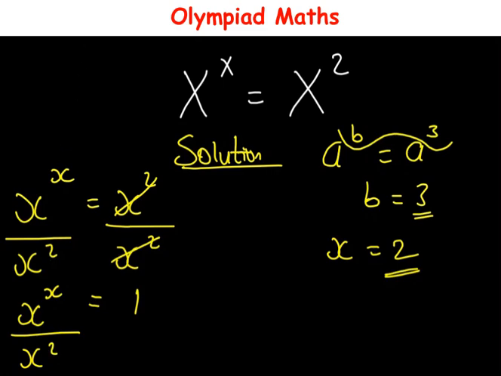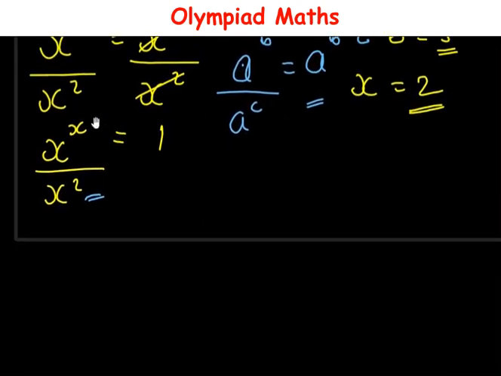Now, applying this principle of indices, that if you have a raised to power b over a raised to power c, this equals a raised to power b minus c. So applying this principle right here, we have the same base, we pick x, and since they are joined by a division sign, we subtract the powers. x raised to power x minus 2 is equal to 1.